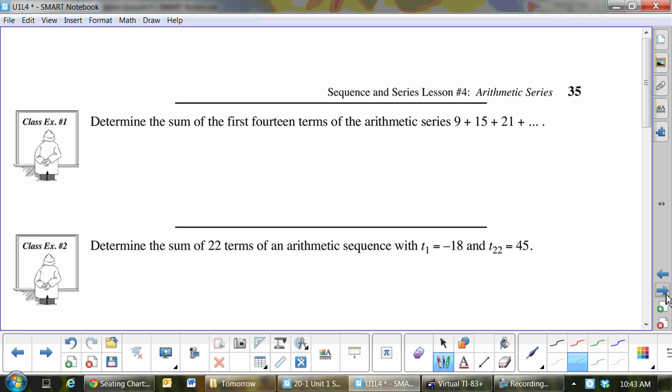Now, the sum of the first, now sum right away. Ding, ding, ding, ding. Something should be going off. I'm looking for a series. The sum of the first 14 terms. I'm not asking for the 14th term. I'm asking for the sum of them. Of the arithmetic series 9, 15, 21. Okay? So before we start these, we are going to do an inventory. What do I know? Yes?